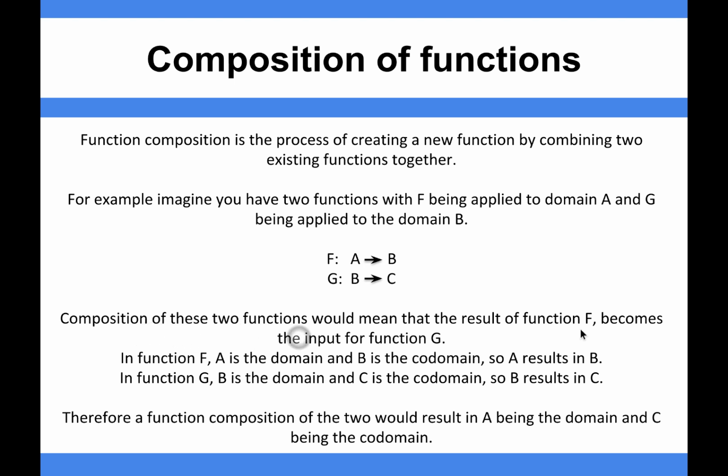If you did composition of these two functions, it would mean the result of function f becomes the input for g. So it would go f, a to b, which would become the input for g, and then obviously the output c. So a function composition of the two results in a being the domain and c being the codomain.